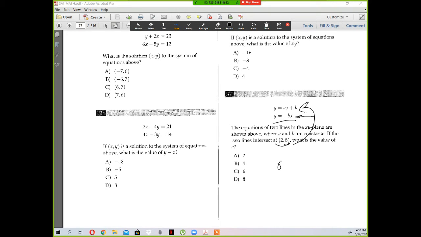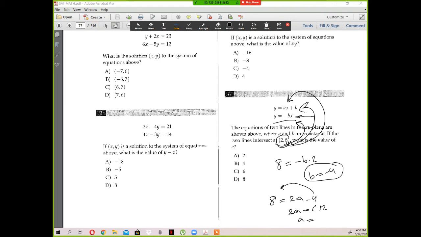So y is 8, right? When y is 8, x should be 2, right? So b times 2. I place this point into this equation because this is valid for this line. This point is on this line, that's why I can put it. So b will be minus 4. I found the value of b. Now I place this point in this equation in order to get a. So it will be 8 is equal to 2 times a, and b was minus 4, so minus 4. Take minus 4 to the other side, so it will be 2a equal to 12, and a will be equal to 6.